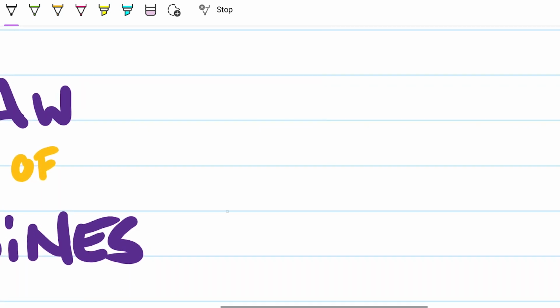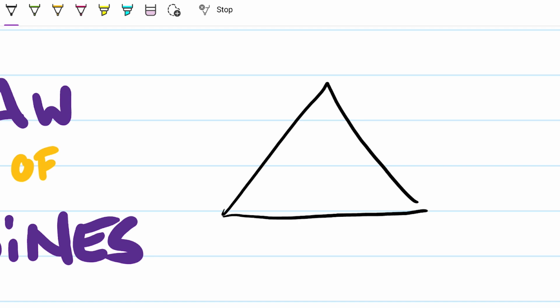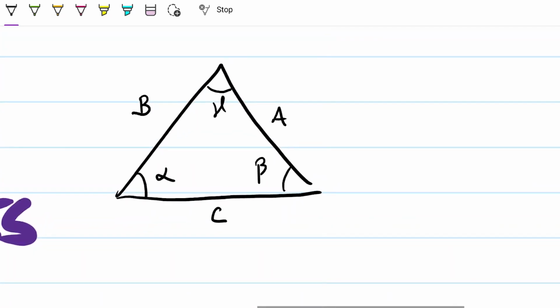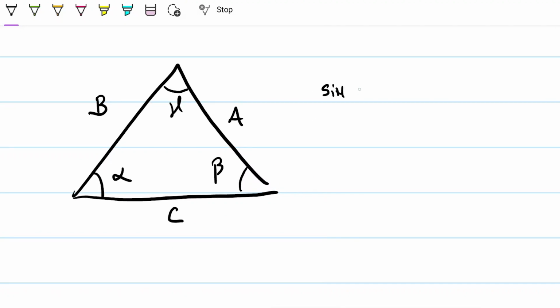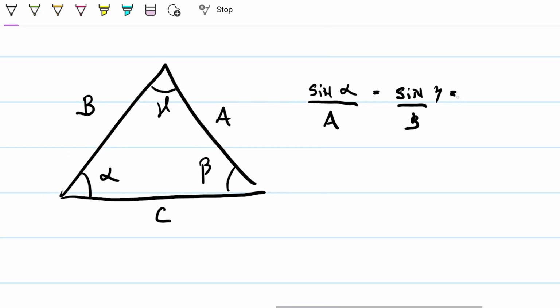And the law of sines says the following: if we have a triangle with three sides, and this is angle alpha and this is side A, this is angle beta and this is side B, and this is angle gamma, this is side C. What we establish is that the sine of alpha divided by the length A equals the sine of beta over the side B equals the sine of gamma over side C. Okay, how does that come to be?